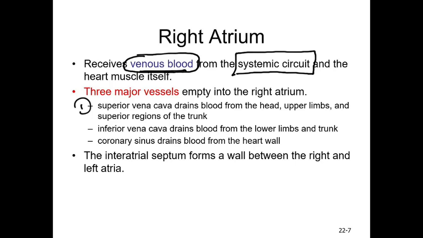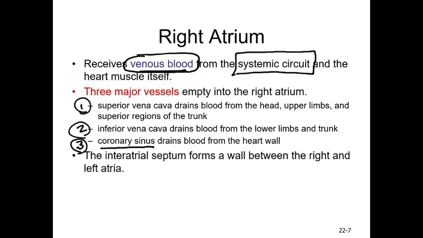The superior vena cava, bringing blood back from the head and the arms. The inferior vena cava, bringing blood back to the heart from the lower limbs and the trunk. And then thirdly, coming back from the heart muscle itself, there's a vessel referred to as the coronary sinus. We'll see how this drains back into the right atrium.